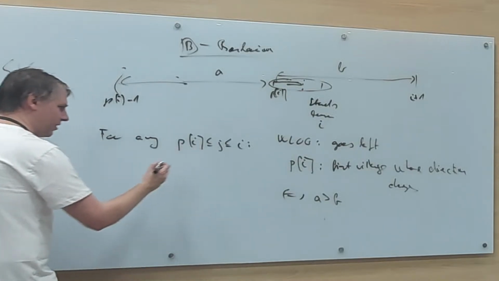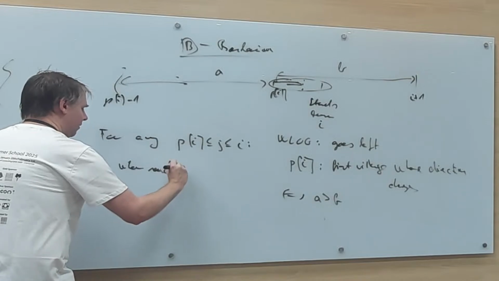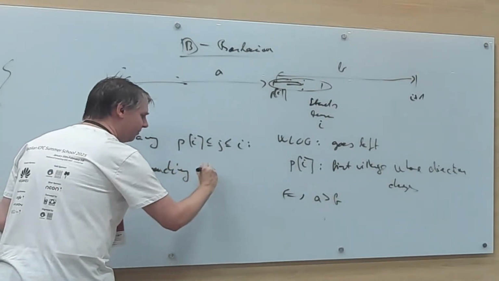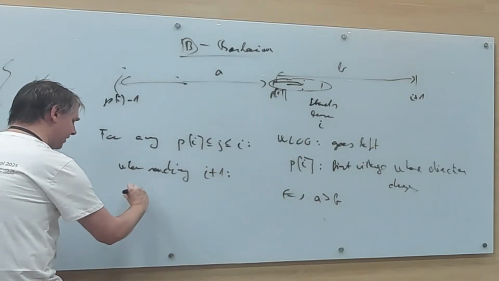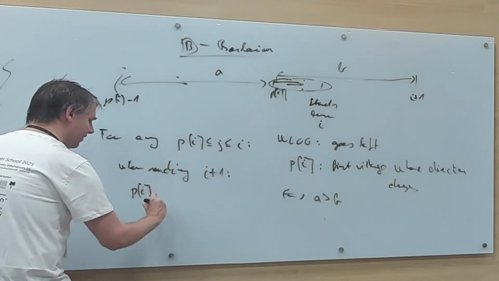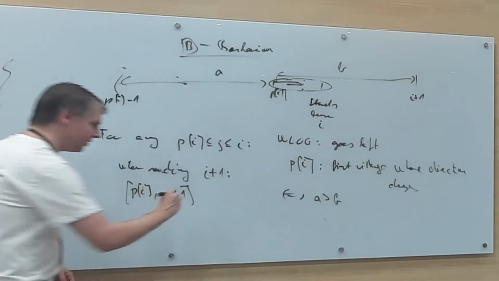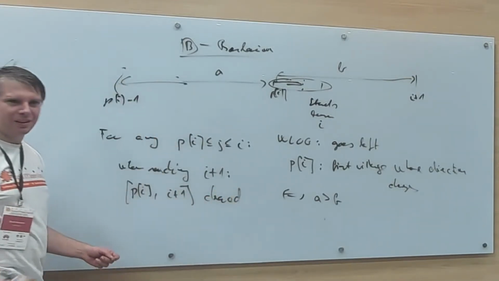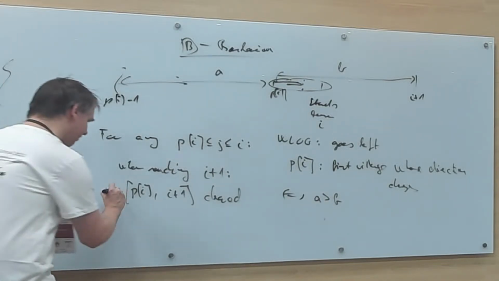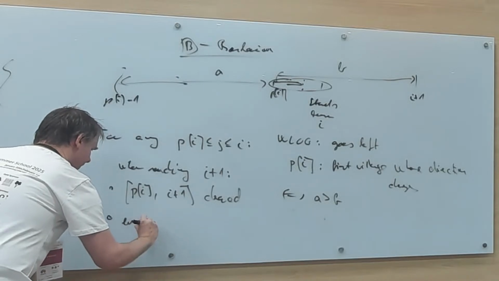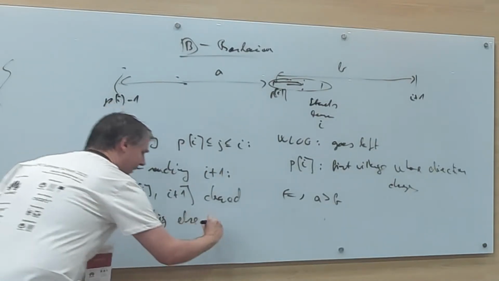So it means that for these villages, when reaching I+1, okay, when reaching I+1, then we have that the interval PI and I+1 is cleared, destroyed completely, and everything else is untouched. So everything else untouched.